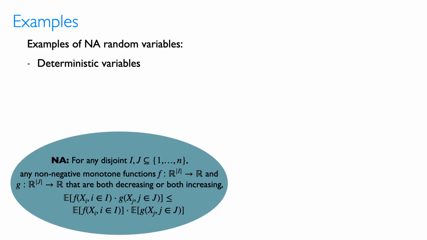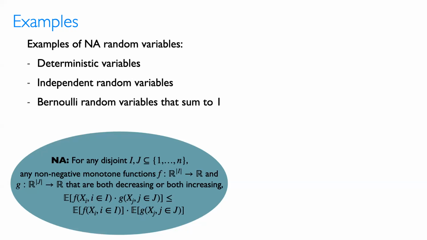Deterministic variables have this property. This is a trivial example where we don't have randomization, and we can show that both sides are 1. Independent random variables have this property because, in particular, we can think about this as one direction of independence. For independence, we need equality. Here we have an inequality. This is a way to think about it.